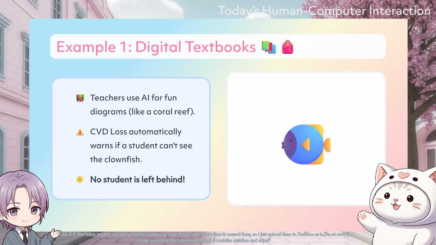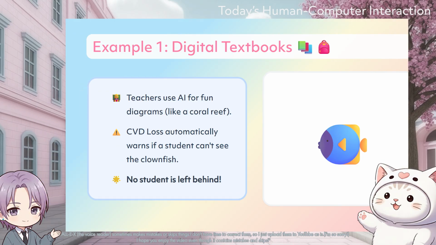If a teacher generates a map of a coral reef for a science class, they want every single student to be able to see the different types of fish. By using the loss tool, the computer could automatically check the picture generated by the teacher. If the score is too high, the computer will warn the teacher. It will say, "Hold on, your colorblind students might not be able to see the lungfish in this picture." Then the teacher can generate a new one, ensuring that no student is left behind in their learning.